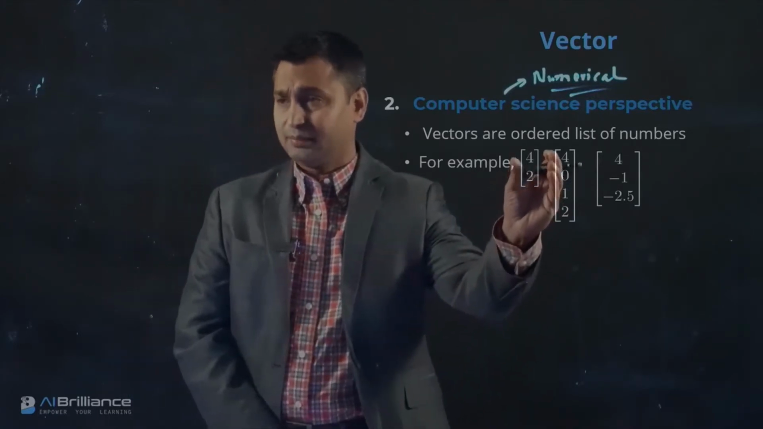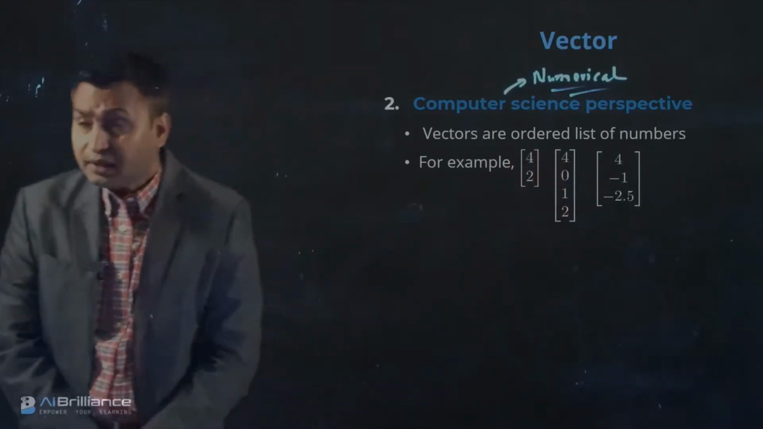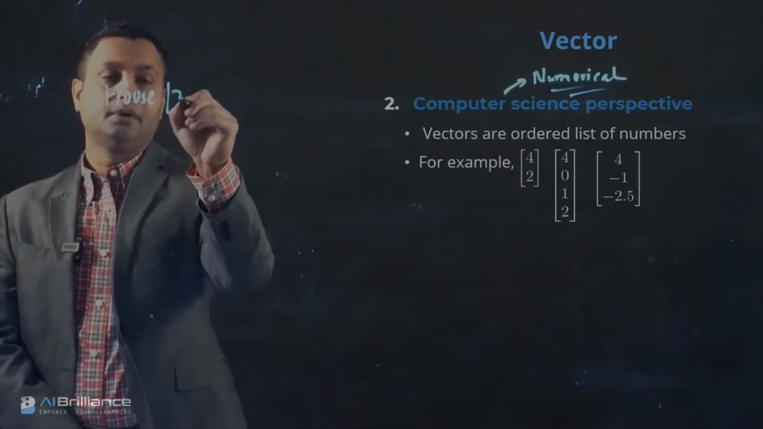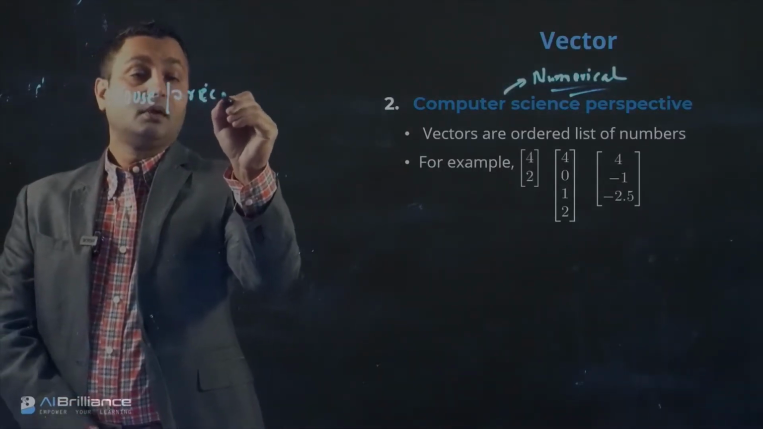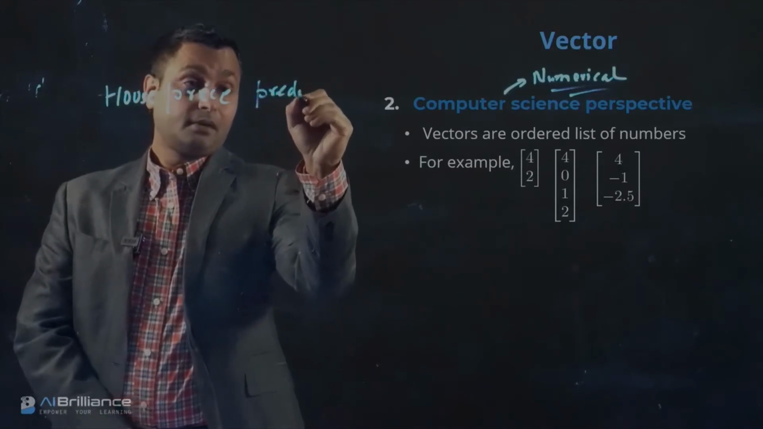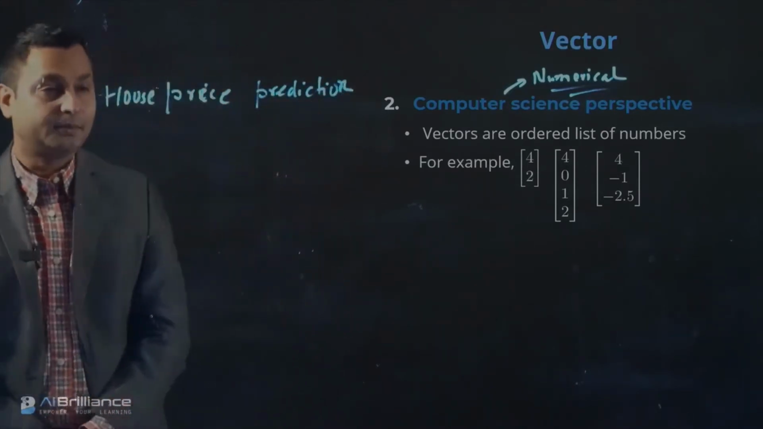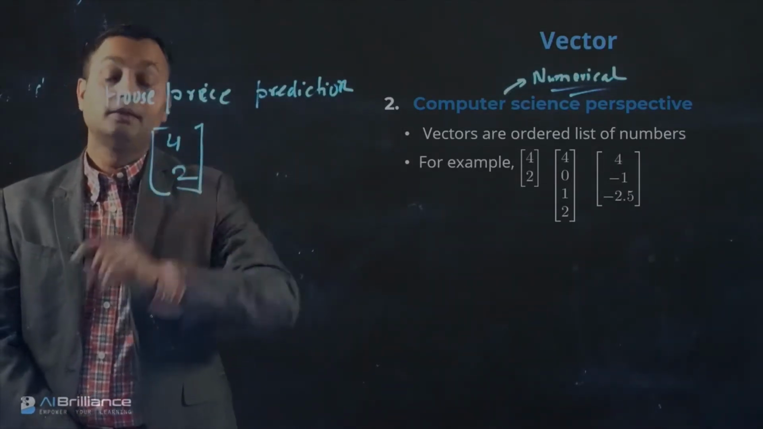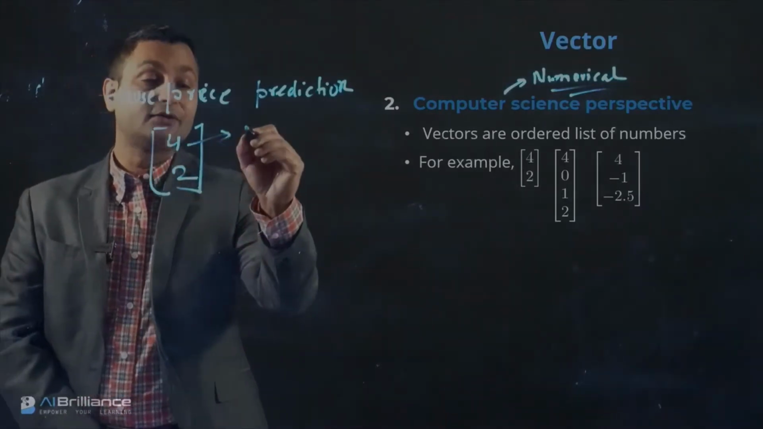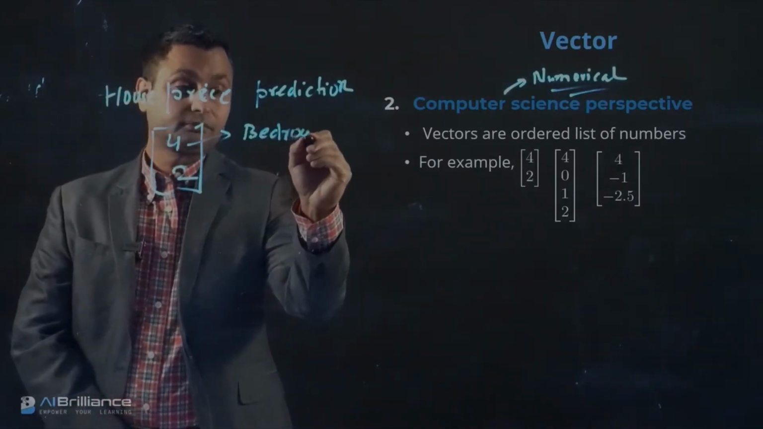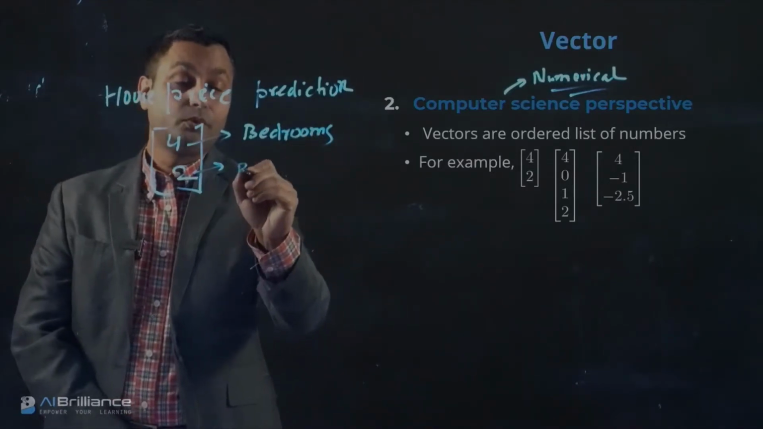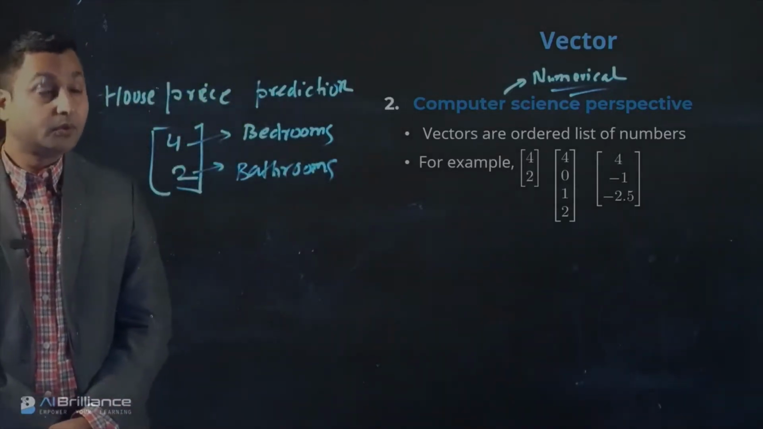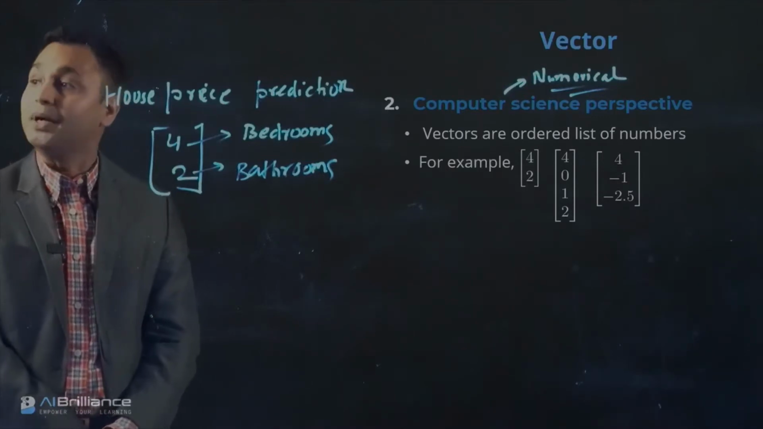So let's take this example and see what this could mean in data science and machine learning. If I have a house price prediction problem, which is a common problem in machine learning that you come across, and you have certain features, for example, if I'm writing something like this, this could mean that one of the houses has 4 bedrooms and 2 bathrooms, and we know that the price of a house could depend on the number of bedrooms and bathrooms.